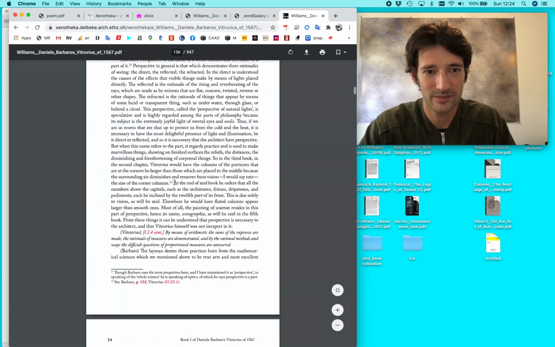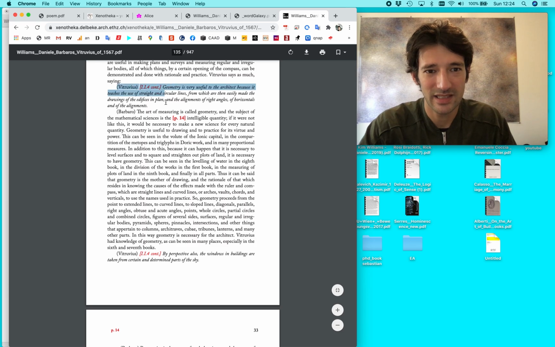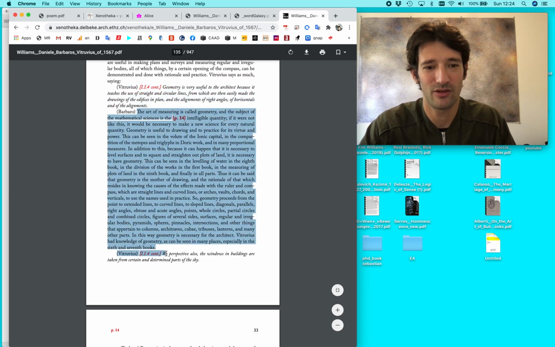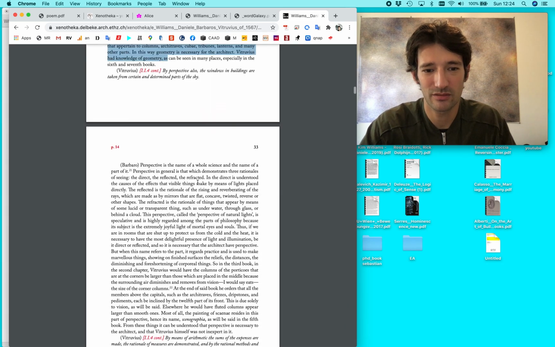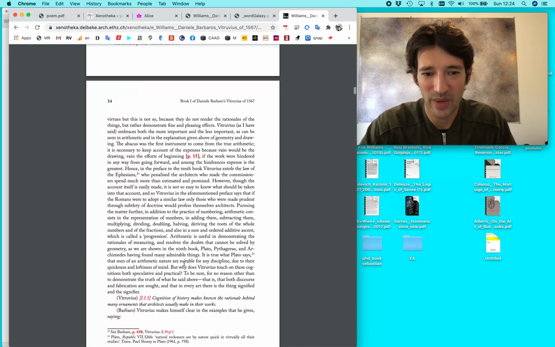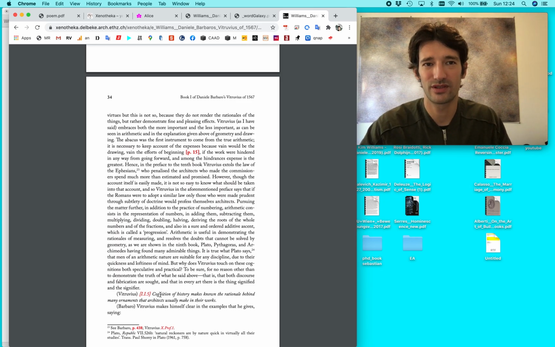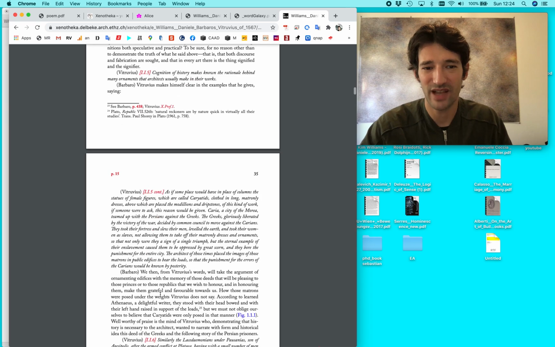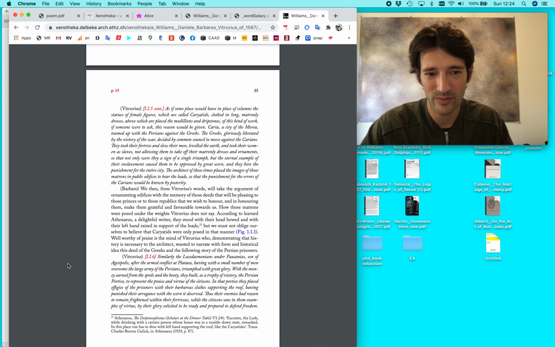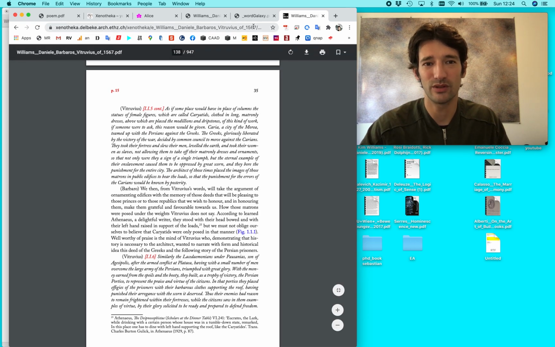For instance here. So look at this. We have one sentence of Vitruvius, and then we have the commentary of Barbaro. Page. Another sentence of Vitruvius, a page of Barbaro. Another sentence of Vitruvius, a page of Barbaro. So Barbaro is really trying to reinvent what Vitruvius is saying. It's a very, very interesting, I would say almost a contemporary gesture, how Barbaro discusses what Vitruvius is doing.